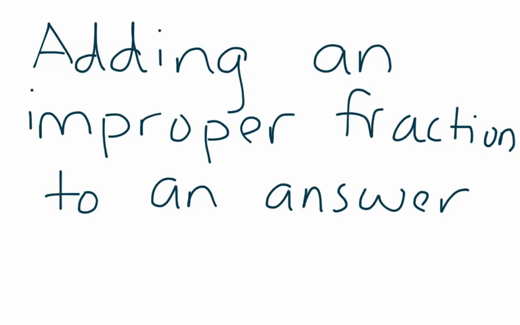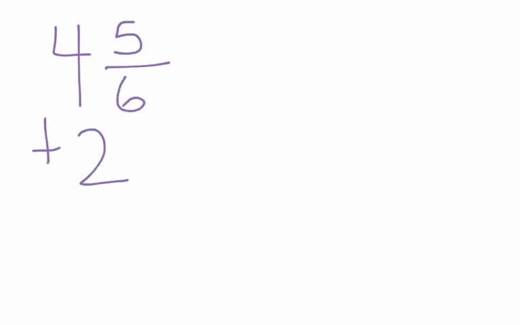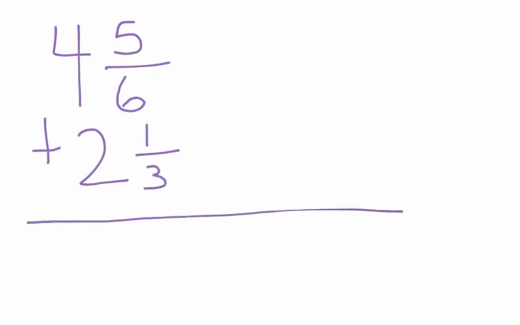In this next problem, we're going to add an improper fraction to an already completed answer. What that means is if you ended up with something like 4 and 5/6 plus 2 and 1/3. Like we already know, my denominators are different, so I have to make them the same. I could either marry them or do little chases the big. I'm going to do little chases the big because I know 3 times 2 is 6.